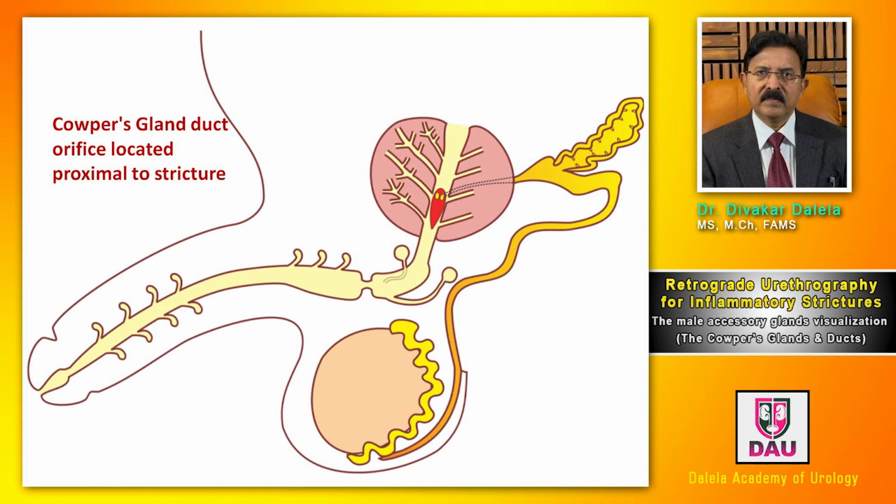Why should the Cowper's gland duct be dilated in inflammatory urethral stricture? That's the point to ponder upon. In some patients, the orifice of the Cowper duct is located proximal to the stricture, such as in this case, the picture showing here, the stricture being shown by black arrows, and you will appreciate that the ductal orifice is well proximal to this stricture.